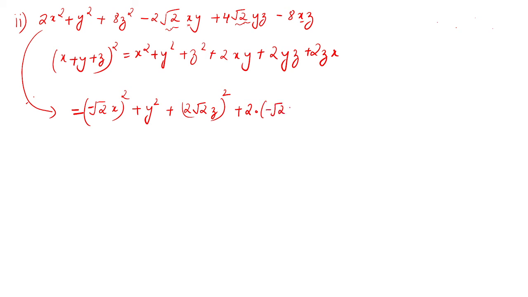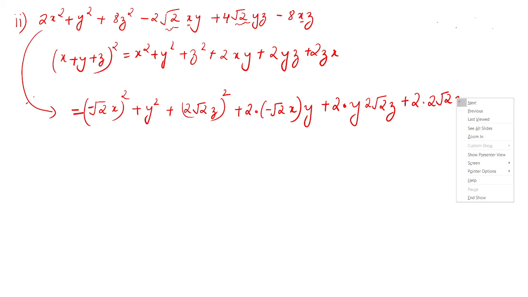So I can write this as plus 2 into, what is going to be x? Minus root 2x into y. What is the y value? It's just y. Plus 2 into, what is the y value again? It's going to be 1. And what is the z value? It's going to be 2 root 2z. What is your z value? 2 root 2z. And what is your x value? The x value is minus root 2x.